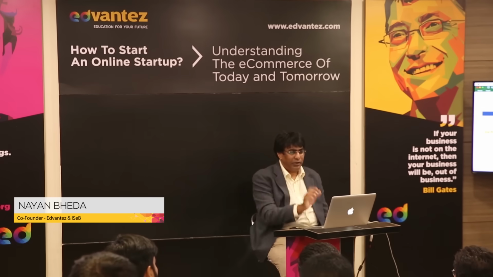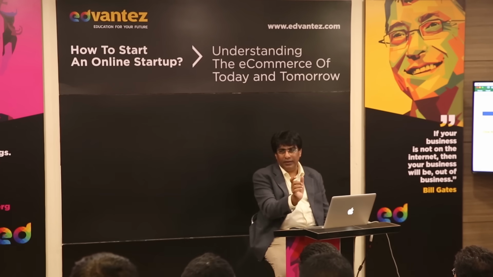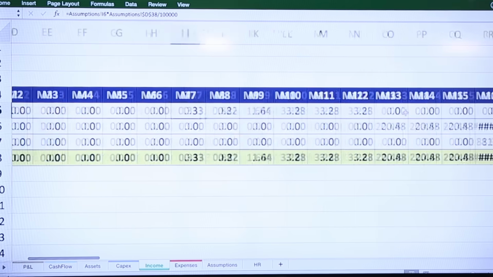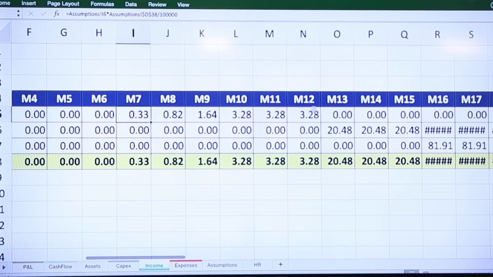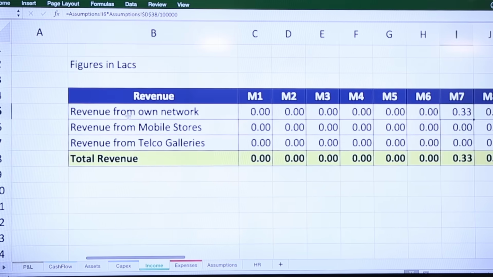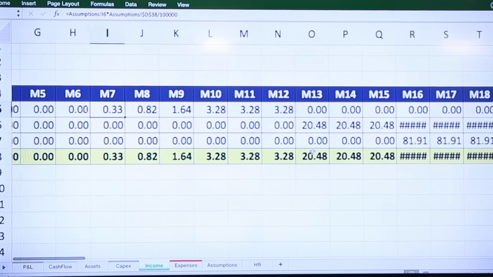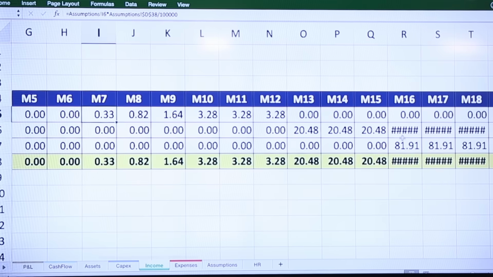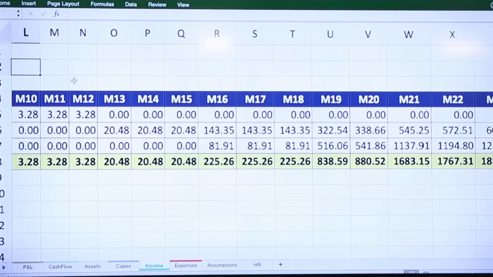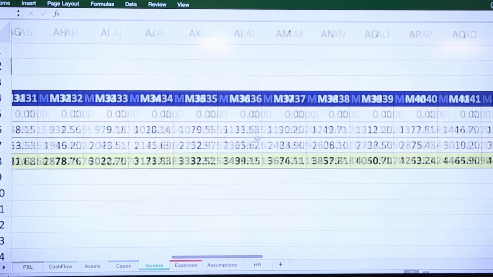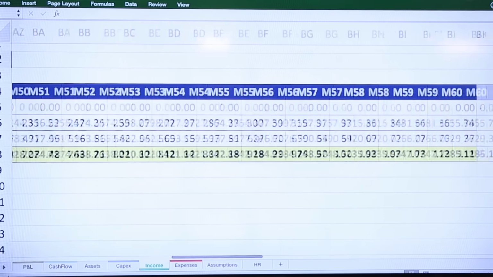Of course, I divide by lakh because I want the number to come in lakhs. Okay. So this goes on, right? This is my revenue for the first 12 months. Similarly now, revenue from mobile stores and revenue from telco galleries, which was to start from the 16th month. And this keeps on for a total of 60 months, my total revenue.